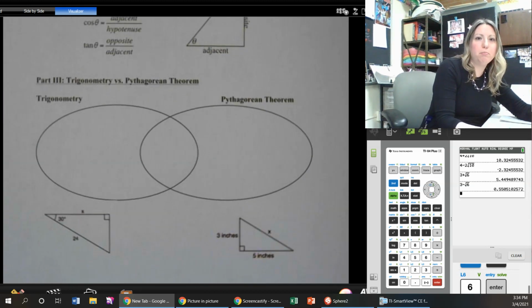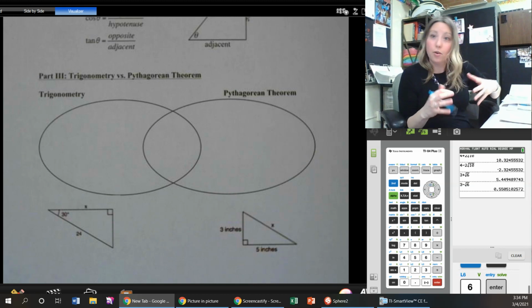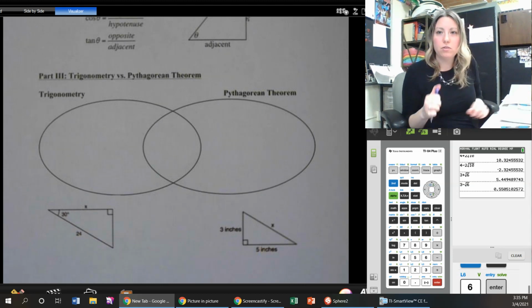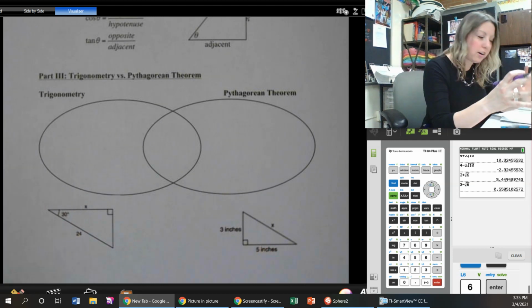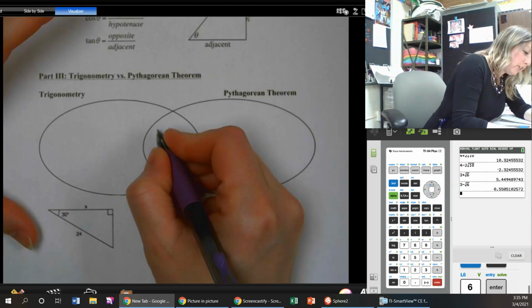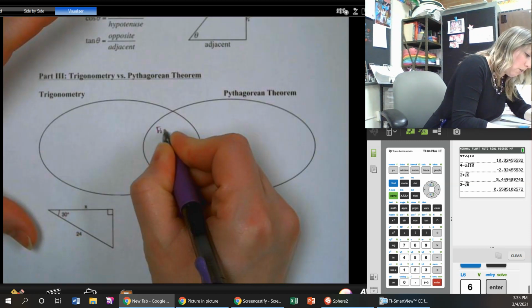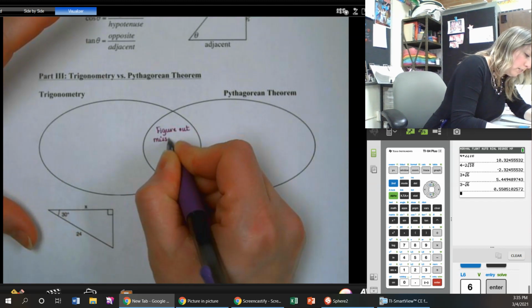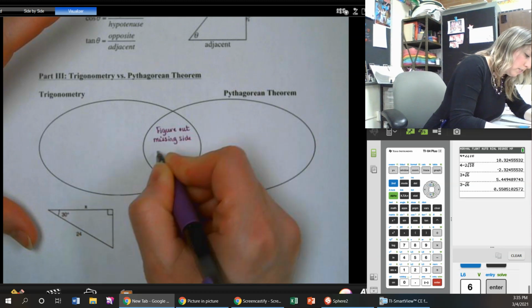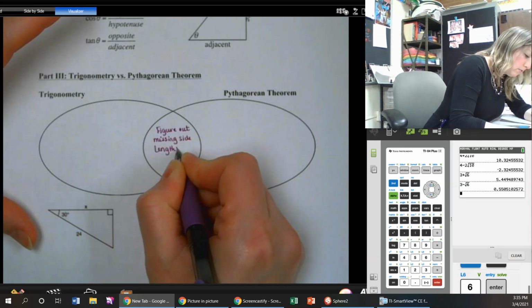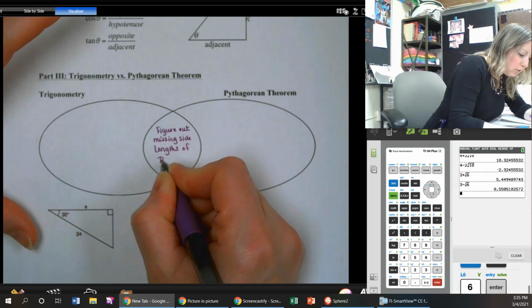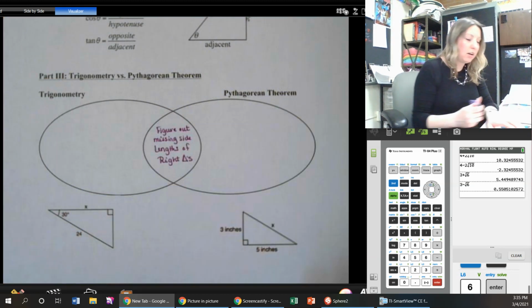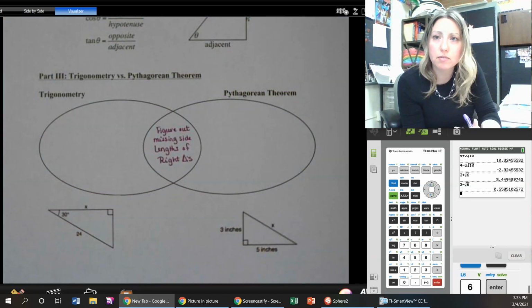Here's a little Venn diagram to show what's the commonality between these. Your favorite trash color will give us our commonality, which would be figuring out missing side lengths of right triangles. And that is what both of these will have in common.